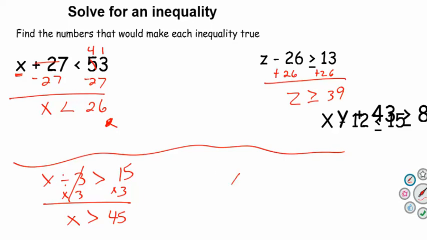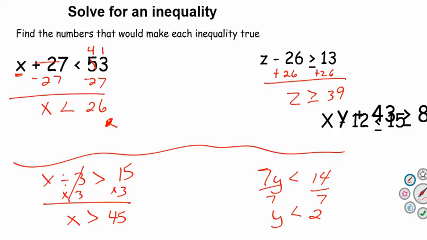Same is true if I am multiplying. So let's say 7y is less than 14. Divide both sides by 7. I'm doing the opposite. So y would have to be less than 2. Any number less than 2 would make that true.